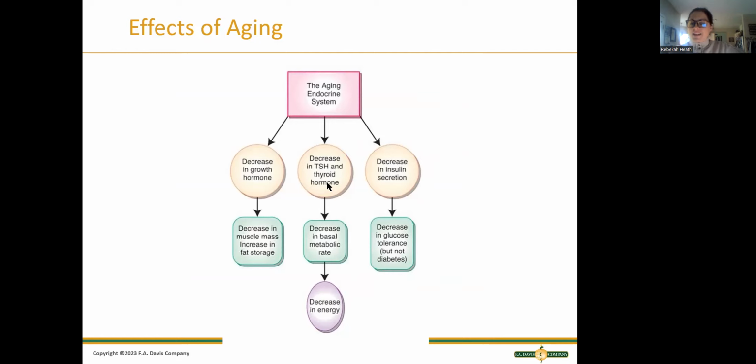They're going to have less TSH and thyroid hormone in general. Those really affect your metabolic rate, which means you're not going to have as much energy if you don't have as much of that. They're also not going to secrete as much insulin by the pancreas. Because of that, they're going to have a decrease in what's called glucose tolerance, meaning when they have glucose, like if they eat Good & Plenty, after that they might not produce as much insulin, and so they're going to have higher blood sugars. This isn't necessarily diabetes, but it is something that does affect older patients. We might be seeing slightly higher blood sugars.